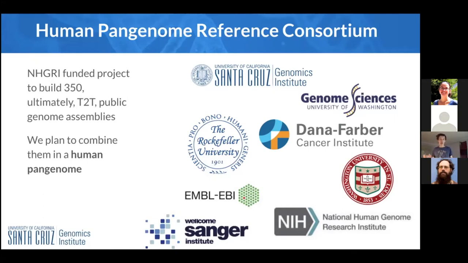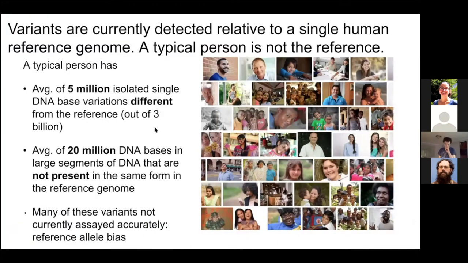So that we can have a much, much better understanding in our reference of what human diversity looks like. And what I'm going to talk about, because I'm a computational person, is how we're going to combine 350 separate diploid human genomes, so in actual fact 700 haploid human genomes, into a combined human pangenome, something that represents not just one person's sequence, but a whole population's diversity. So why does that matter?